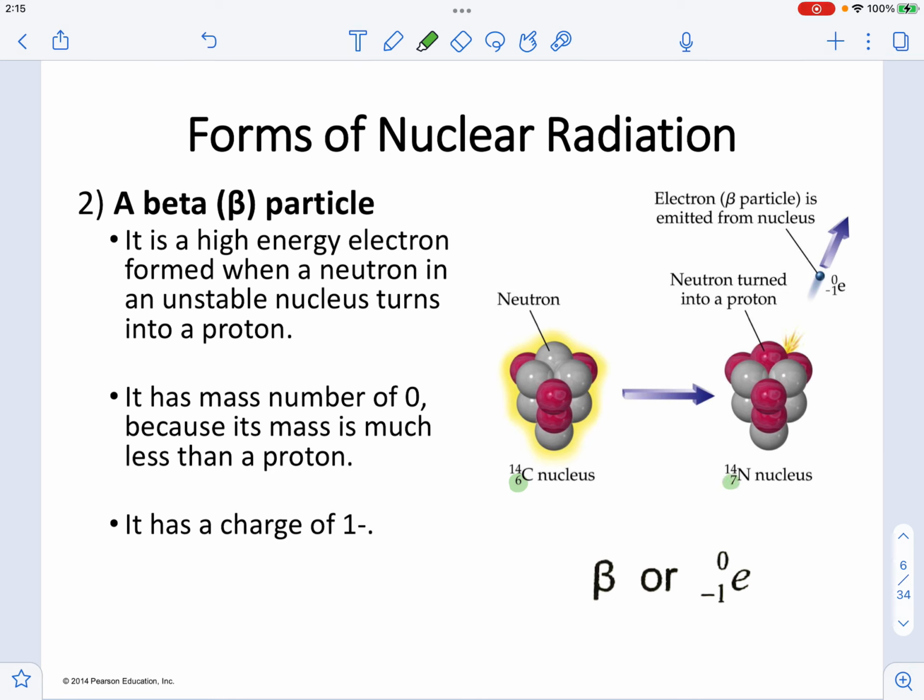Remember, if you change the number of protons in here, because a neutron turns into a proton, we are increasing the number of protons by 1. So if you increase by 1, then you can see here how now we have that change in atomic number, which means that now we are dealing with something that is nitrogen, and there was a release of that beta particle that we see on the top of the figure.